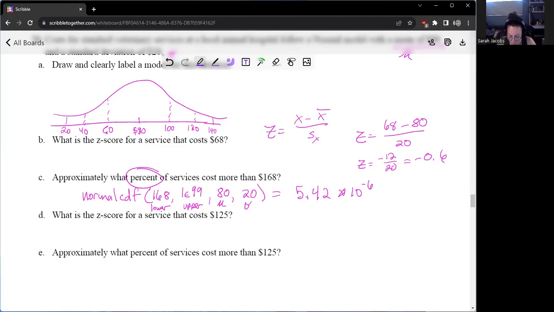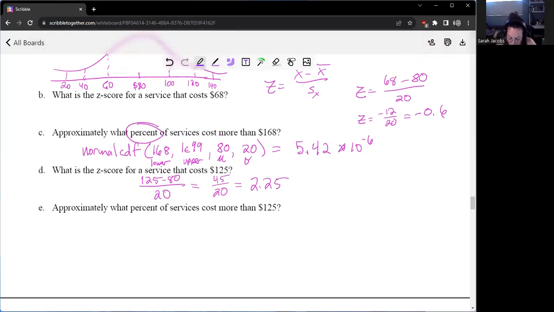Okay. What is the Z-score for a service that costs $125? So again, 125 minus 80 all over 20. And we're going to get 45 over 20. And we expect a positive value because 125 is greater than the mean. Gives us a Z-score of 2.25. So $125 is 2.25 standard deviations above the mean. And approximately what percent of services cost more than that?